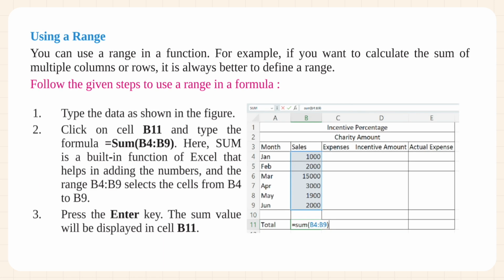Using a range. You can use a range in a function. For example, if you want to calculate the sum of multiple columns or rows, it is always better to define a range. Follow the given steps to use a range in a formula. 1. Type the data as shown in the figure. 2. Click on cell B11 and type the formula SUM(B4:B9). Here, SUM is a built-in function of Excel that helps in adding the numbers, and the range B4:B9 selects the cells from B4 to B9. 3. Press the Enter key. The sum value will be displayed in cell B11.